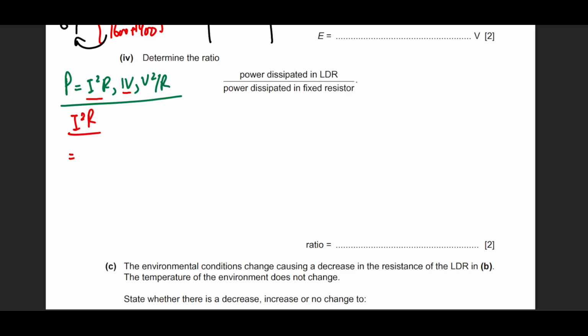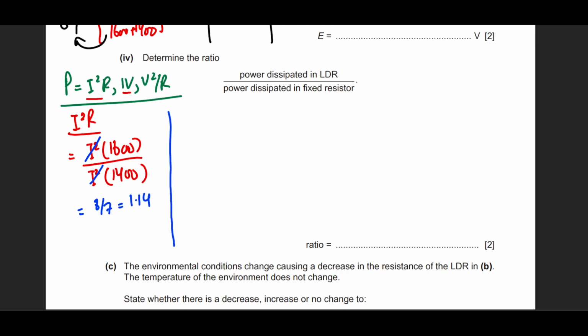So the power of the LDR would be I squared R, which is 1600 for the LDR, divided by I squared into 1400. Now, do I need to worry about the current? No, they're in series. So I squared is going to get cancelled out. So it's simply 16 by 1400 gives you an answer of 8 by 7, which comes out to be 1.14.